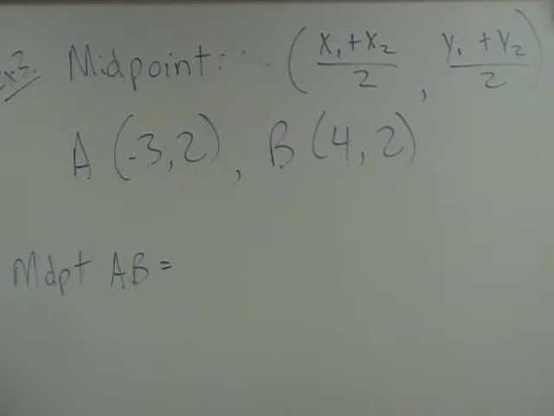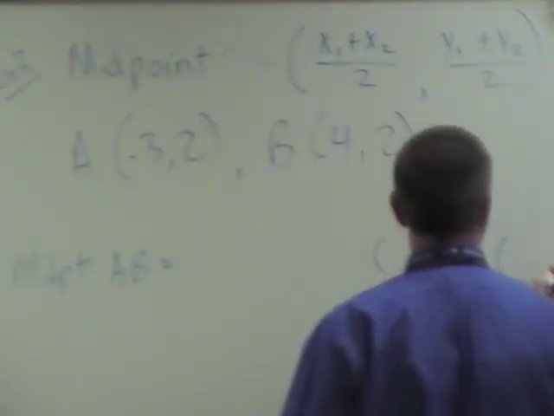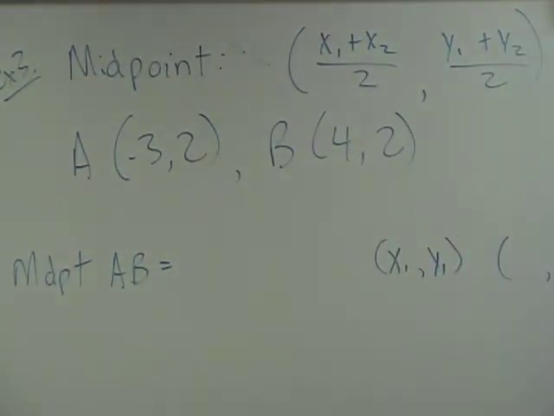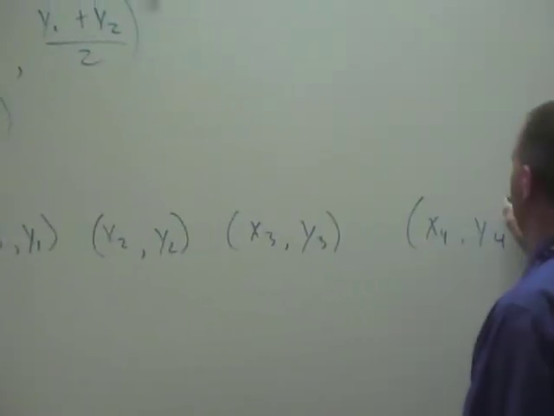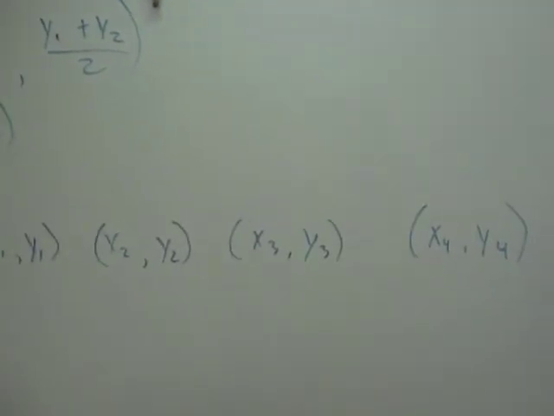So, every coordinate you have, this is my first coordinate, it's an x and y, right? This is my second coordinate, that's an x and y. This is my third coordinate, and this is my fourth coordinate. This is my fifth coordinate.